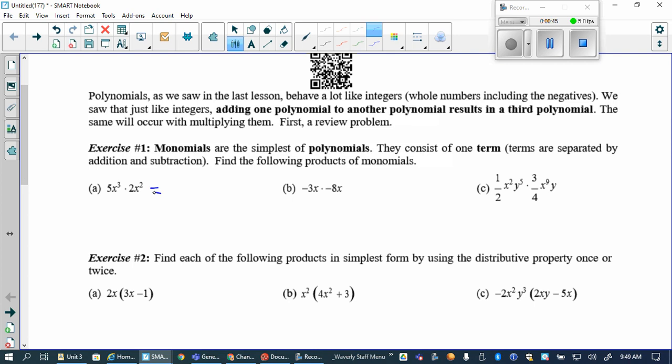Okay, so here we go. 5x to the third times 2x squared. Well, let's start with what's 5 times 2? 10. X. What do we do with those exponents? X to the what? Fifth.